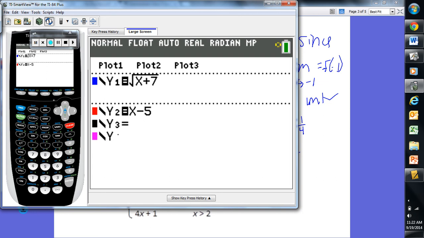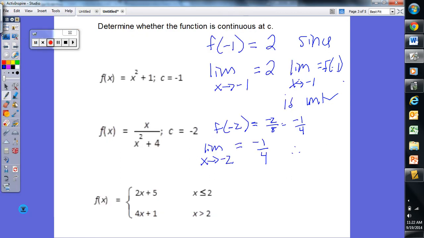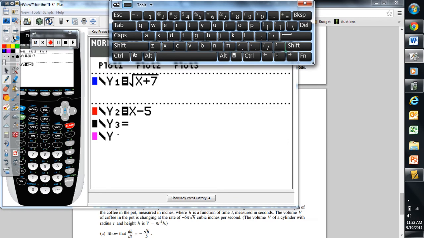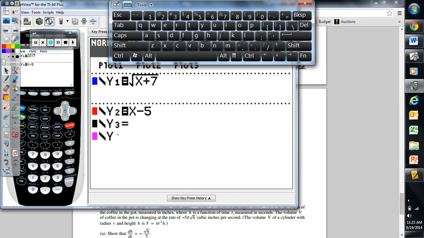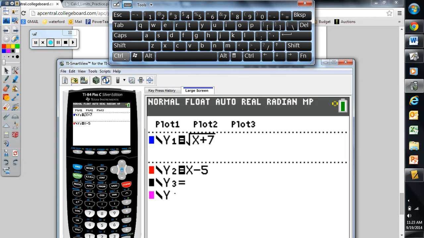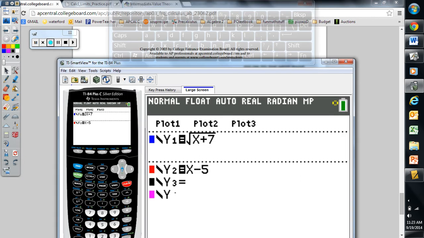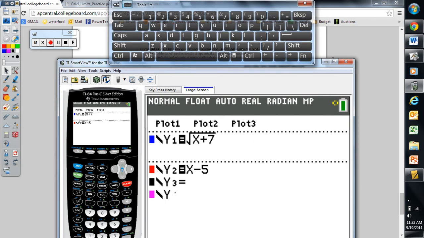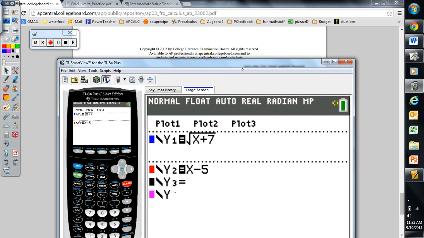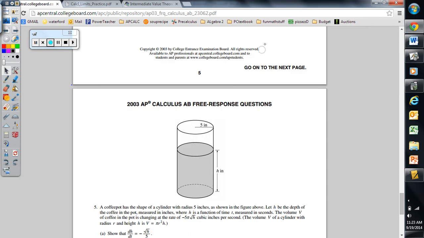Why do you hate me? Why do you hate me? Maybe I should do this. Desktop annotate. Oh no, I wanted this. Clear. Come on now. Y equals clear, clear, clear. Okay, calculator hates me. So we're just going to move on. No. Okay, well, so much for that plan.